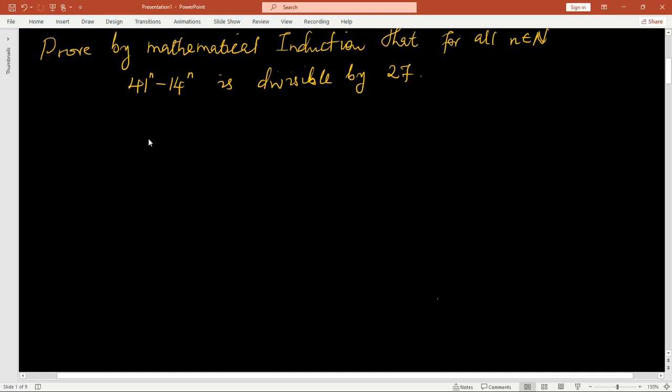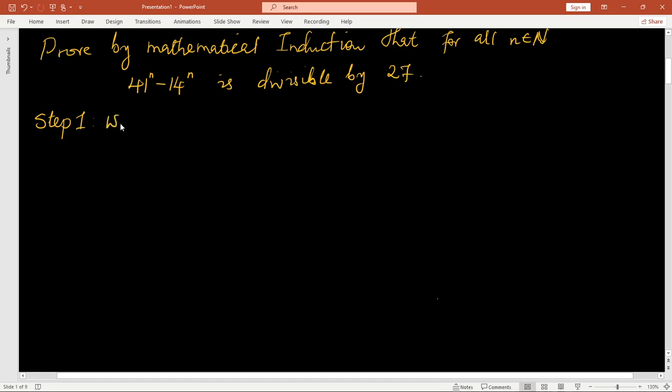So we have this question here that says, prove by mathematical induction that for n being a natural number, 41 to the power n minus 14 to the power n is divisible by 27. So here, step number 1 is that we need to show that this statement that we have is true for n equal to 1.